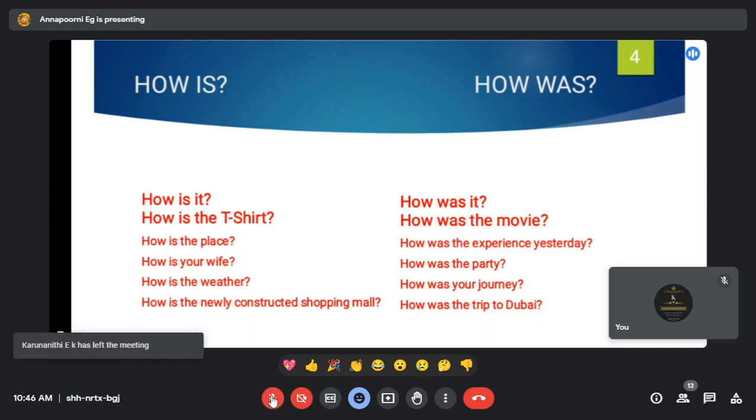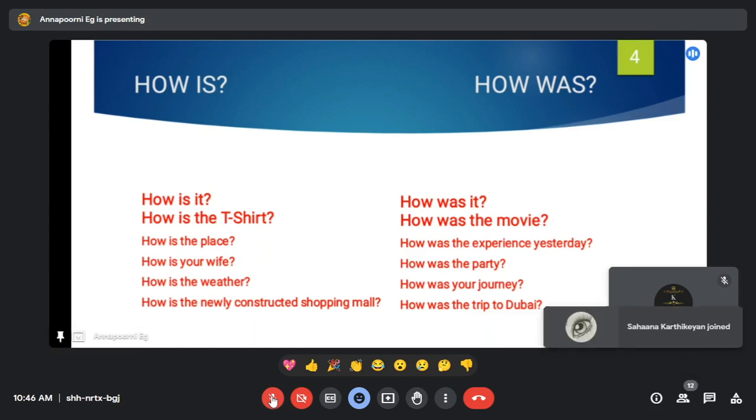So likewise, you can create so many examples like this. Plenty of examples can be created like this. These are all very important in our daily conversation. This is not that closely related to grammar. Yes, of course, grammar is there, but these sentences are easy for you to remember and use. Next is how was.